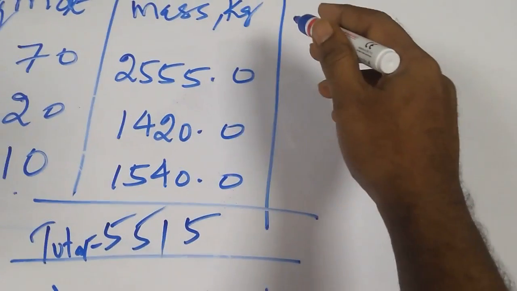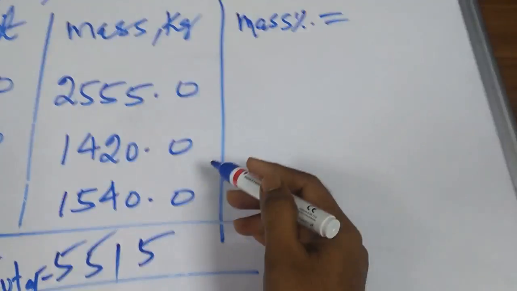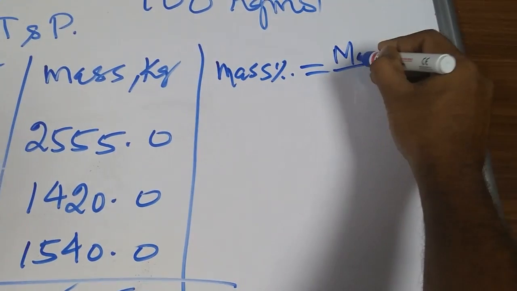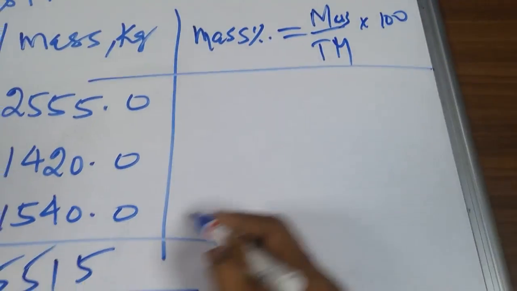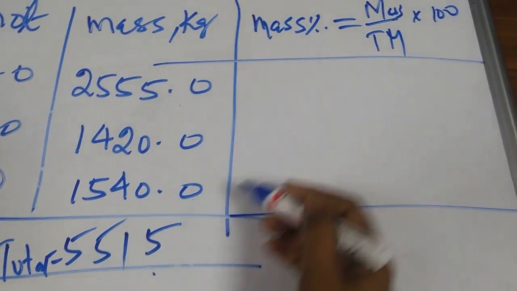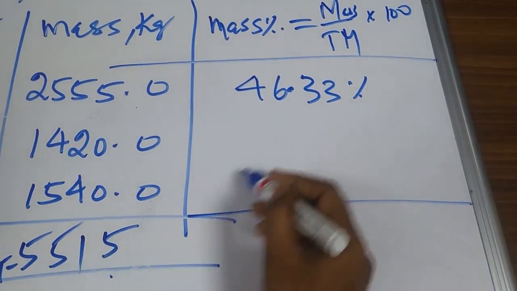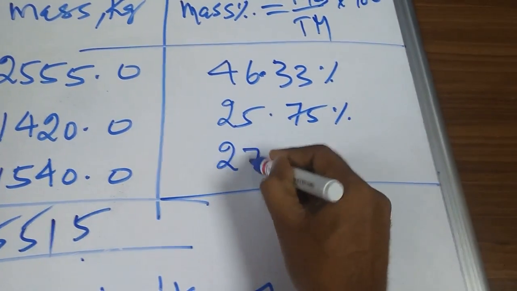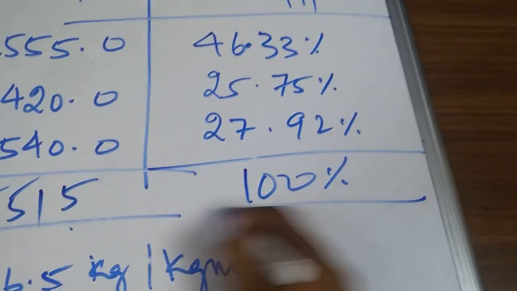So what is mass fraction? Mass percentage is equal to mass divided by total mass multiplied by 100. Okay, so 2555 divided by 5515 is 46.33 percent, 25.75 percent, and 27.92 percent. So the summation of this is 100%.